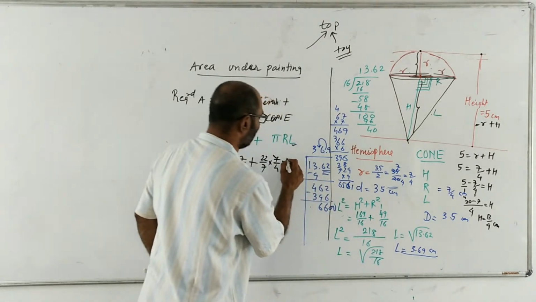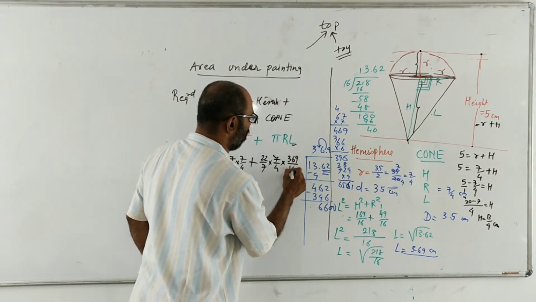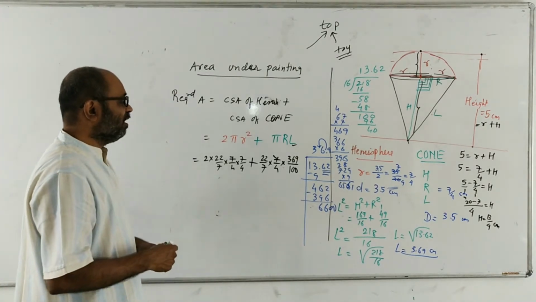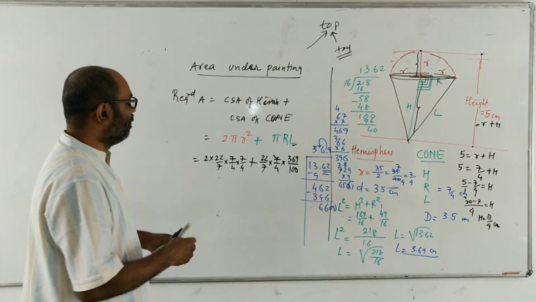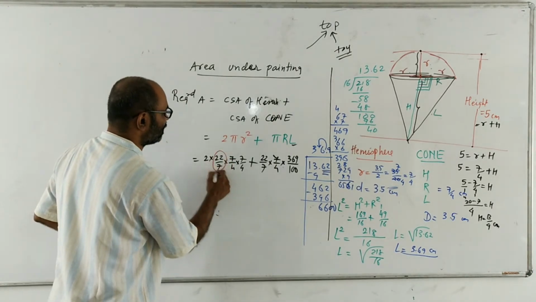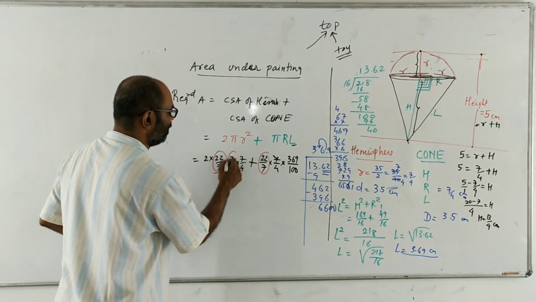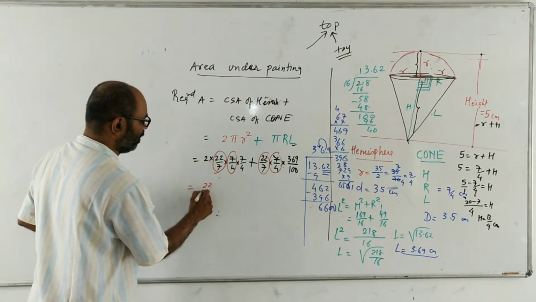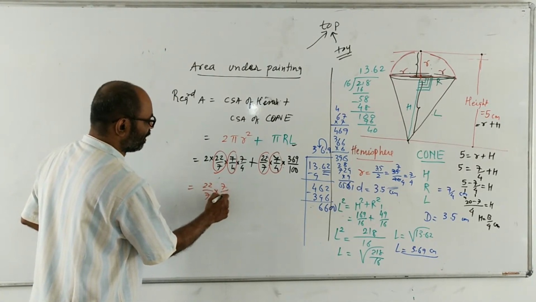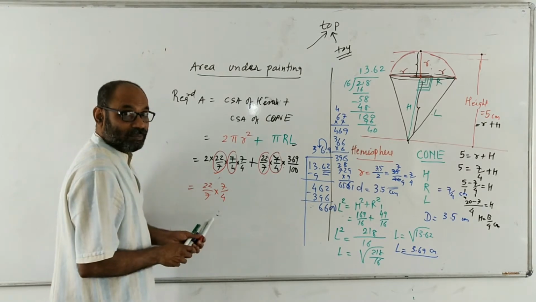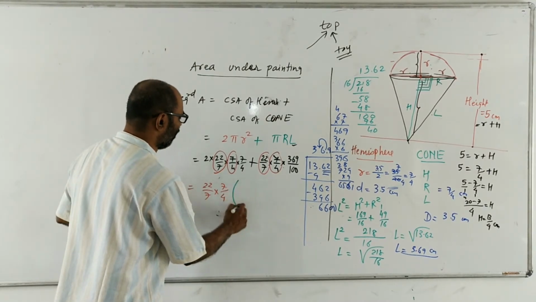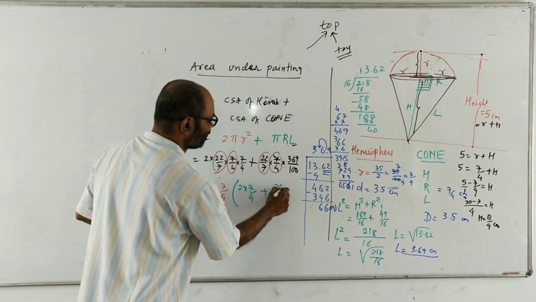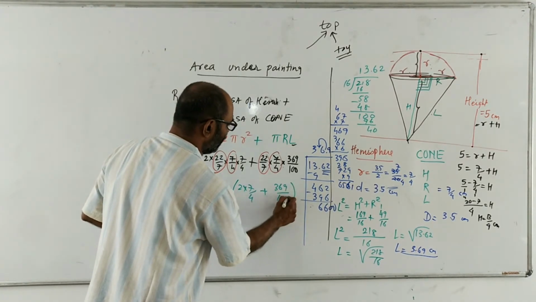Which is approximately 369 upon 100. Okay, chaliye. Now if you can take something common, yes, 22 upon 7 is common, 7 upon 4 is also common, so take those two terms common, 22 upon 7 into 7 by 4, that is common. Calculations will be tough. Okay, 2 into 7 upon 4 plus 369 upon 100.